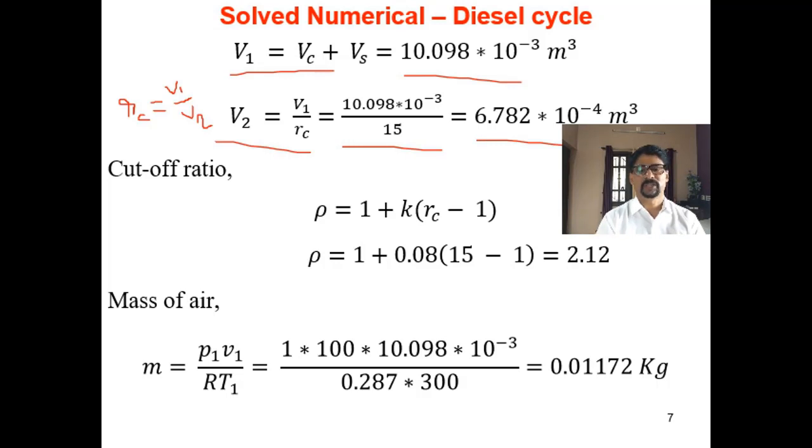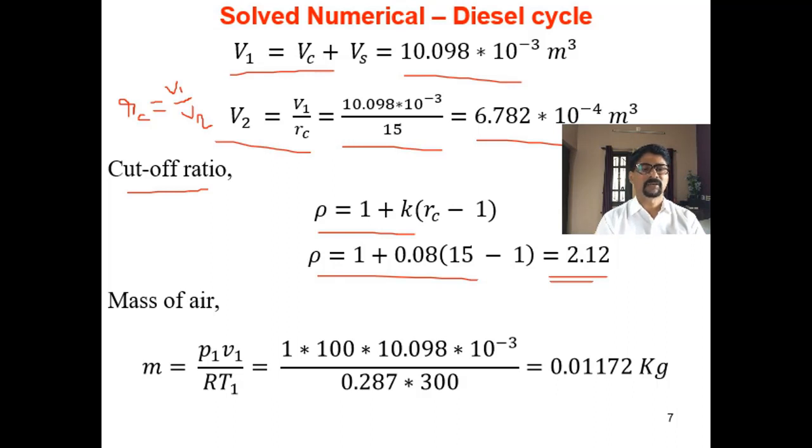Now the cutoff ratio. Since the cutoff percentage is given, K is 0.08, so rho is 1 plus K into Rc minus 1. Substitute for K, and Rc is 15, and you will get the cutoff ratio as 2.12.